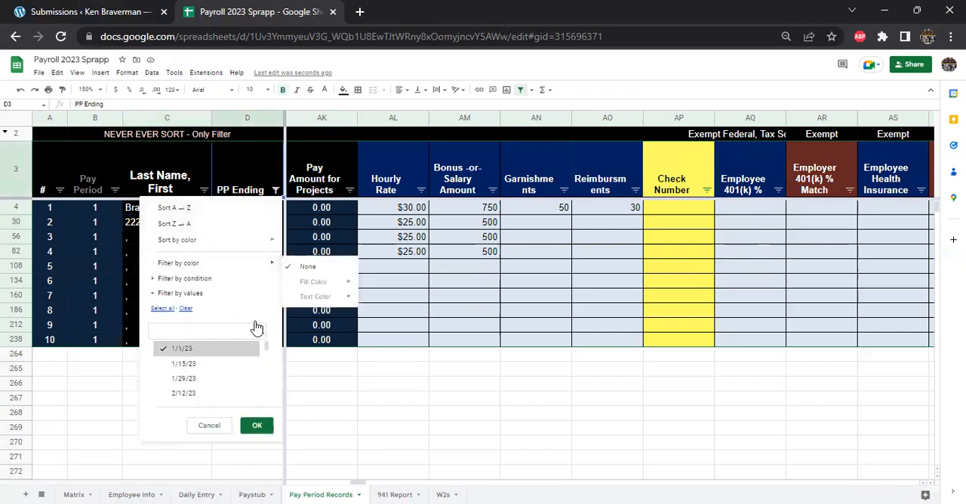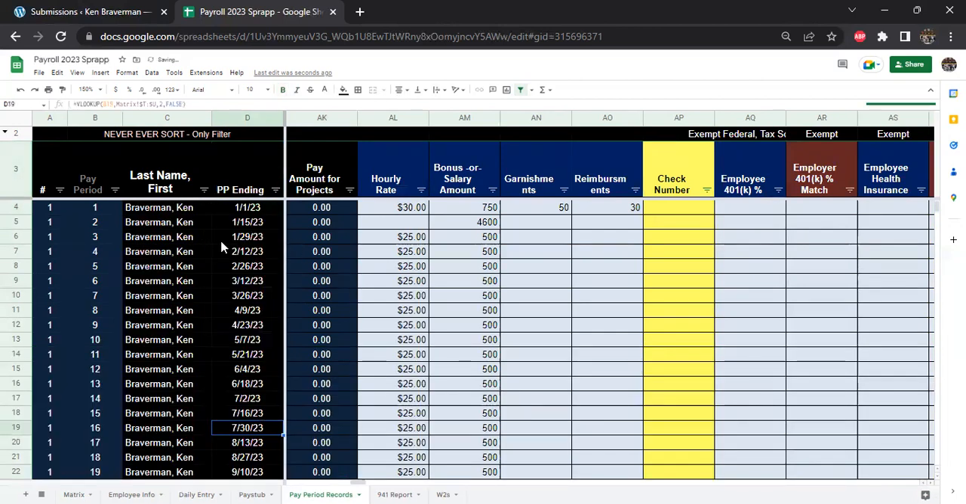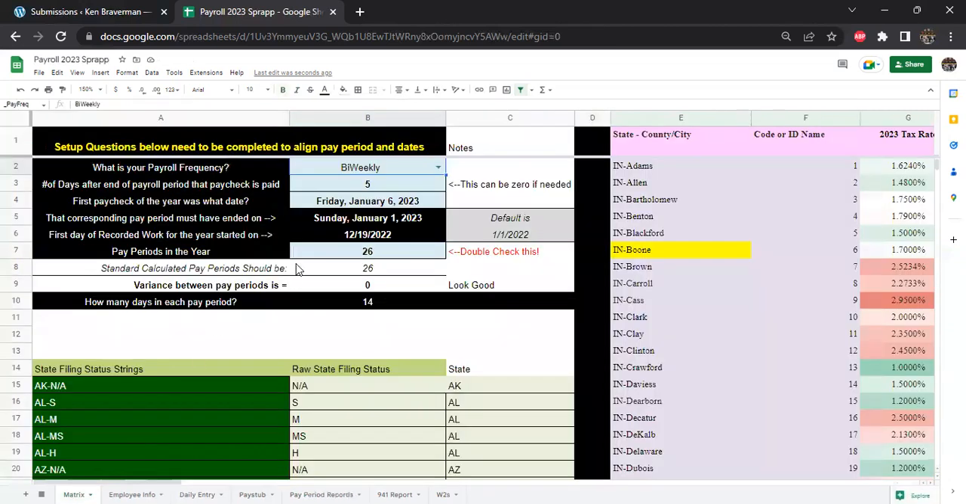Okay. Now, here's the thing though. This is not dynamic in size. You have to manually adjust it. If you decide you want more employees than I set it up for, because I set it up for 10 employees at a bi-weekly pay cycle right now. Watch what happens when we change this to a weekly. Weekly has 52 pay periods. Okay. And as this thing processes, watch what happens.